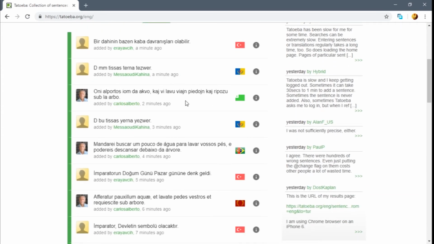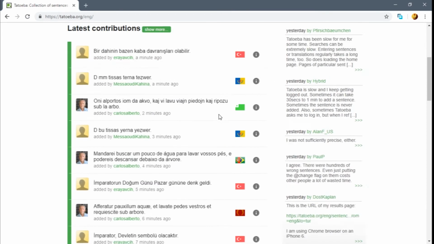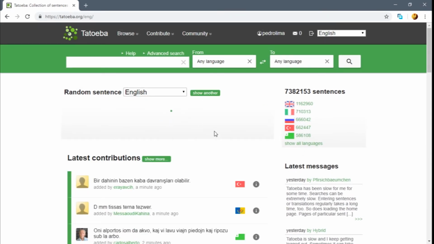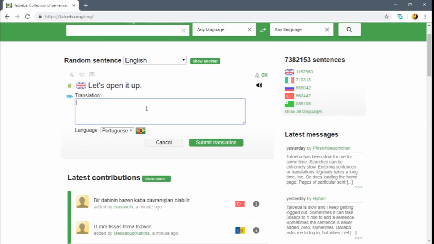You guys can see that we have the logs of the latest contributions, and the site can show lots of stats and stuff. Okay, so we got another one. Let's open it up. The translation would be: vamos abri-lo. Yeah, I think. Yeah, yes.